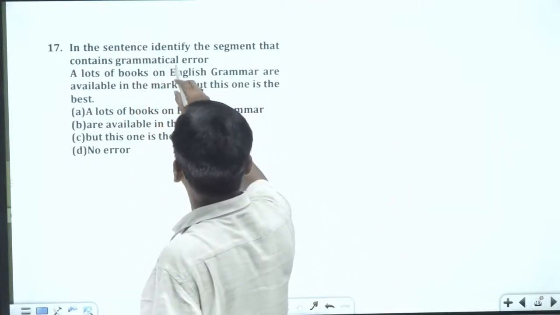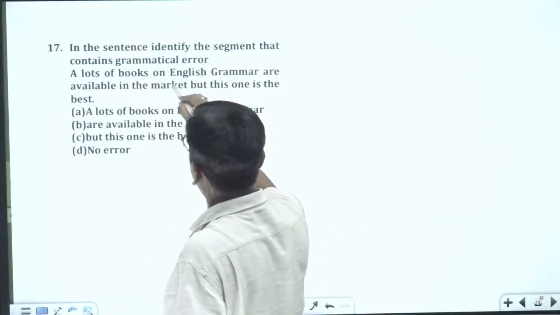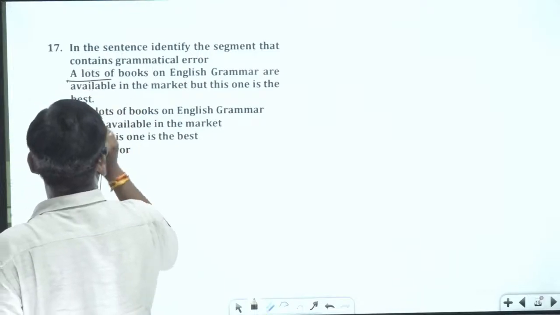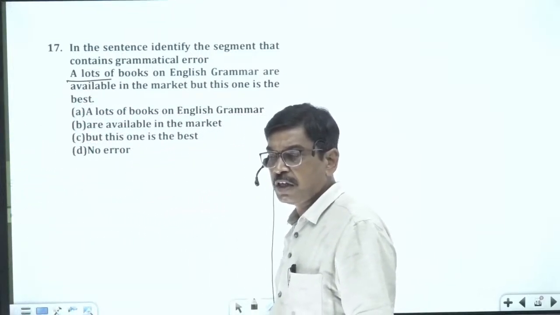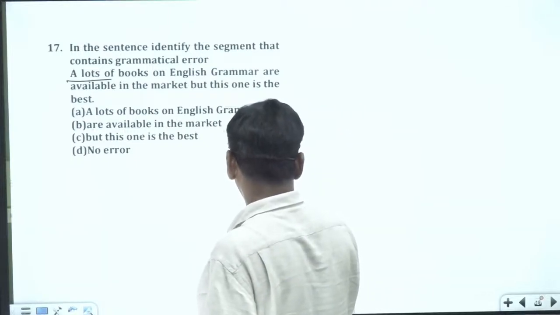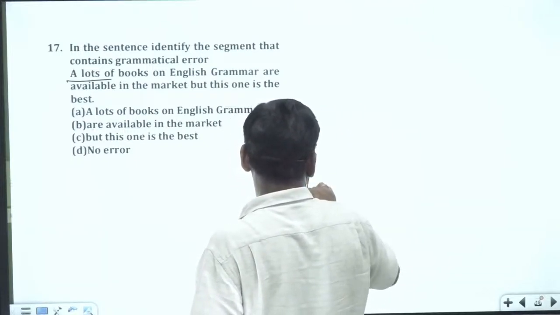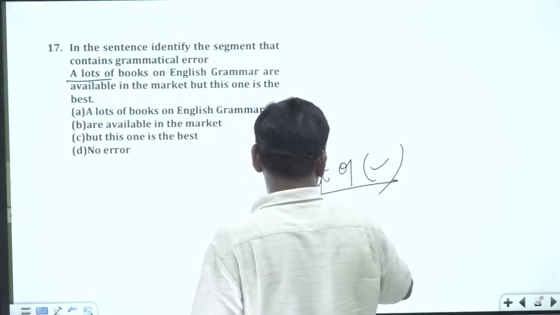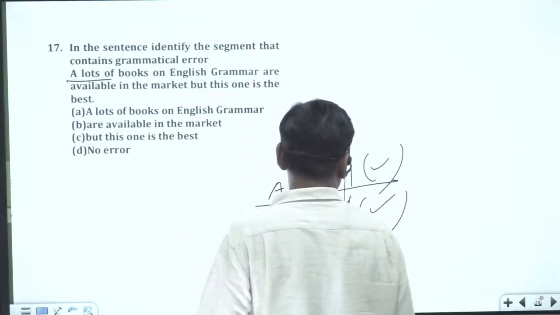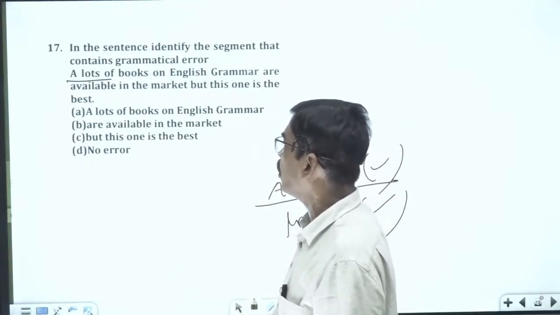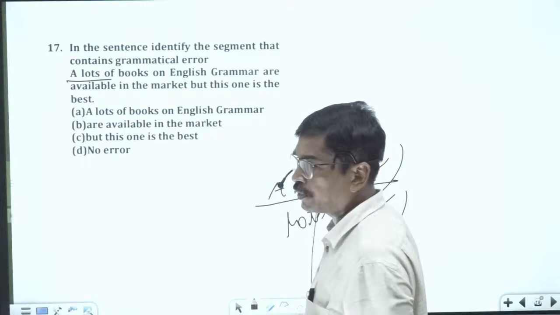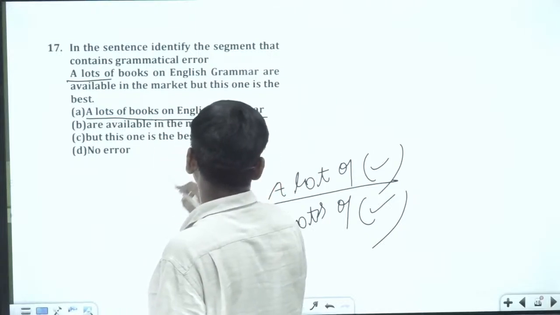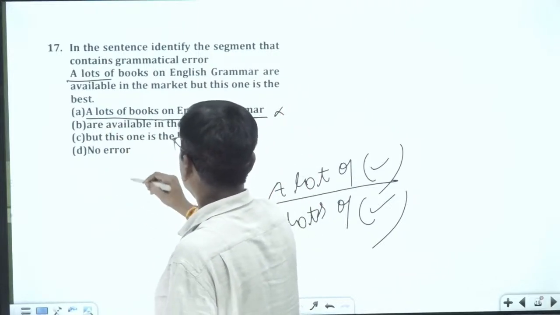Next, in the sentence identify the segment that contains grammatical error. Very easy. A lots of books. It's a very simple question in the adjective chapter and determiner also. For example, if you want to write a lot of, correct. And if you want to write lots of, correct. Either you can write a lot of, or lots of. You can't write a lots of. So your answer is a lots of books on English grammar. This is the wrong sentence.